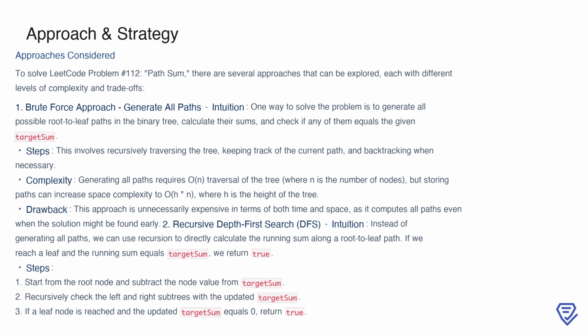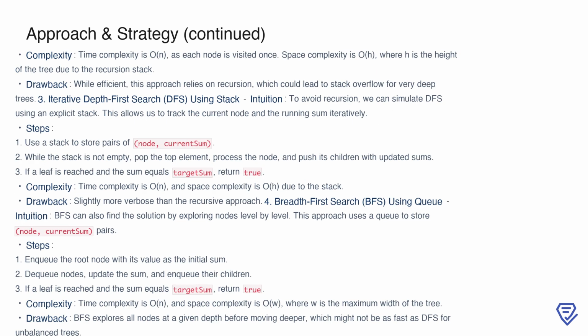The recursive DFS approach has a time complexity of O(n), as we visit each node exactly once. The space complexity, however, is O(h), which comes from the recursive call stack and depends on the height of the tree. While efficient, it does have a drawback: deep trees can cause stack overflow due to the recursion.